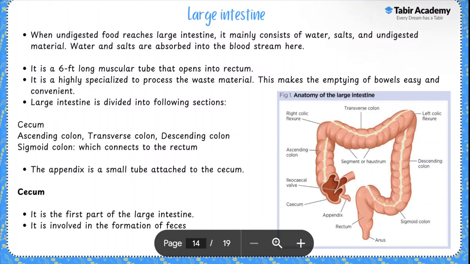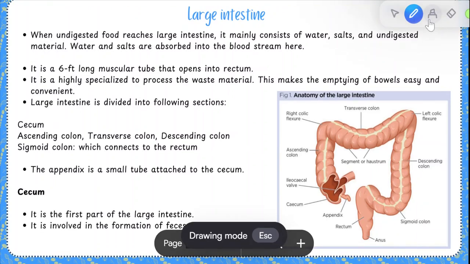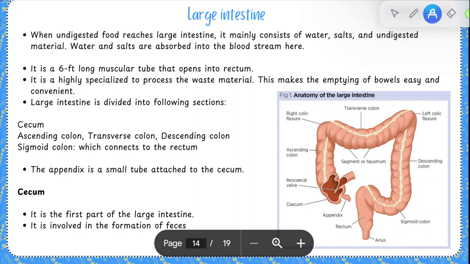Right, so let's go over the large intestine. Okay? So when undigested food reaches the large intestine, it mainly consists of water, salts and undigested material. अब यहाँ पे मेजॉरिटी जो वाटर और सॉल्ट्स हैं वो ब्लड स्ट्रीम में अब्जॉर्ब हो जाते हैं.